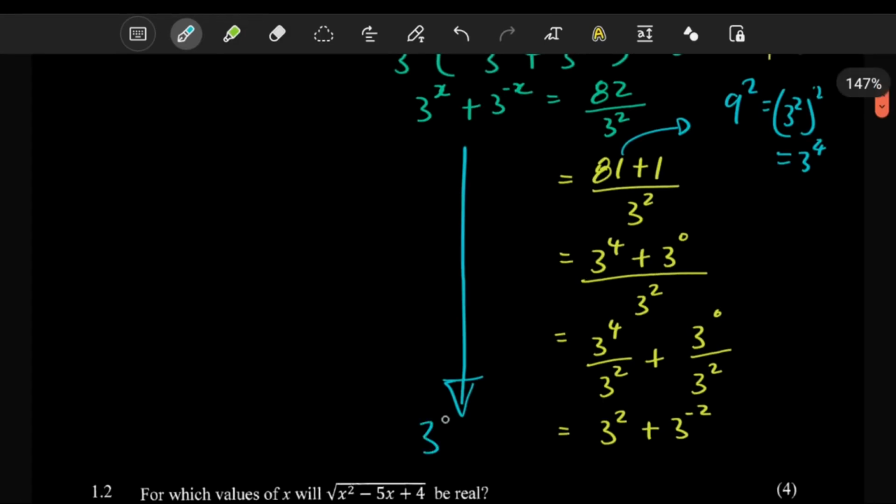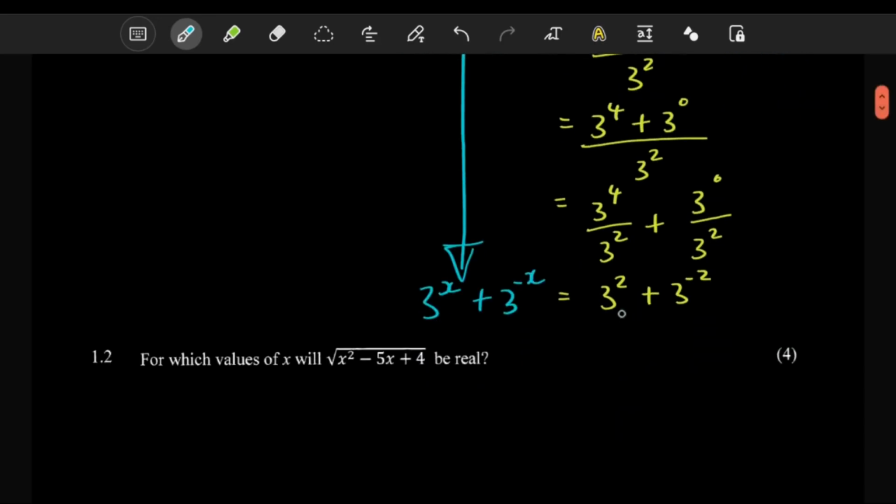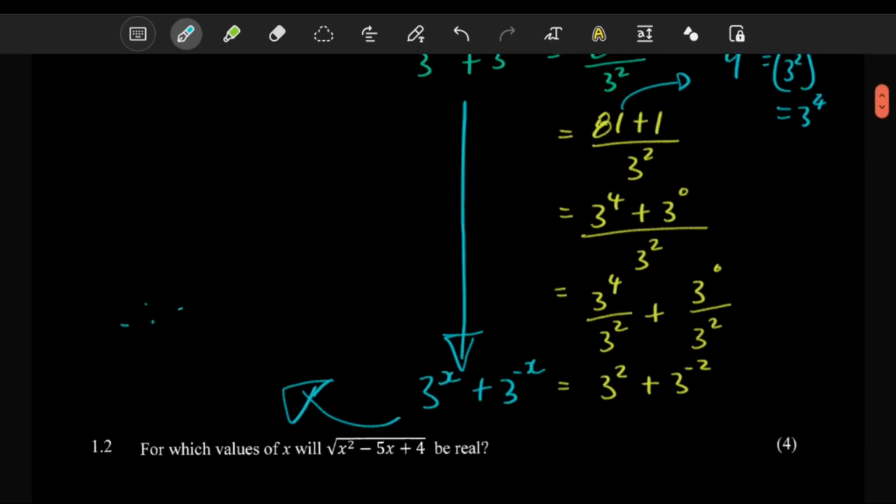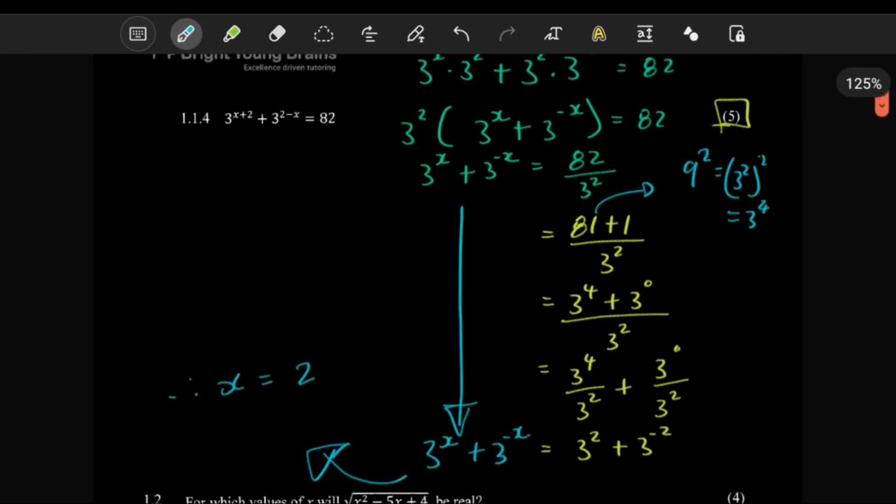And then on the left, everything is still exactly the way it is. This would not change. So this would still be 3 to the power of x plus 3 to the power of negative x. And then here we can see 3 is here, 3 is here, 3 is here, 3 is here. There's an x here, there's a 2 there. There's a negative x there, there's a negative 2 there. So here we can basically just say, therefore, x is equal to 2. You see? Therefore, x is equal to 2. That's how we have solved for x here.